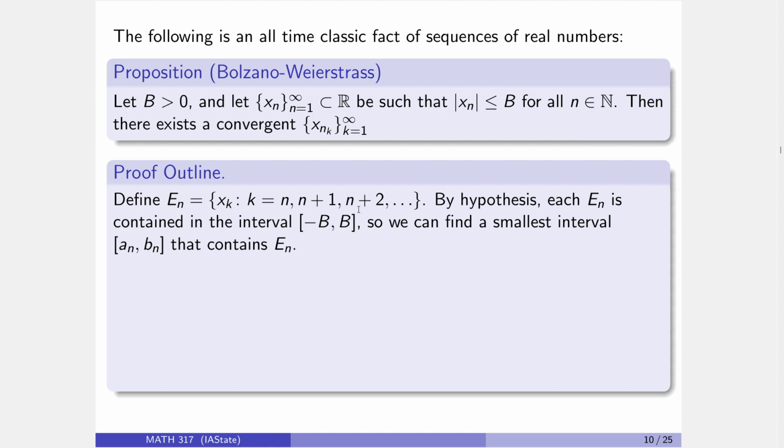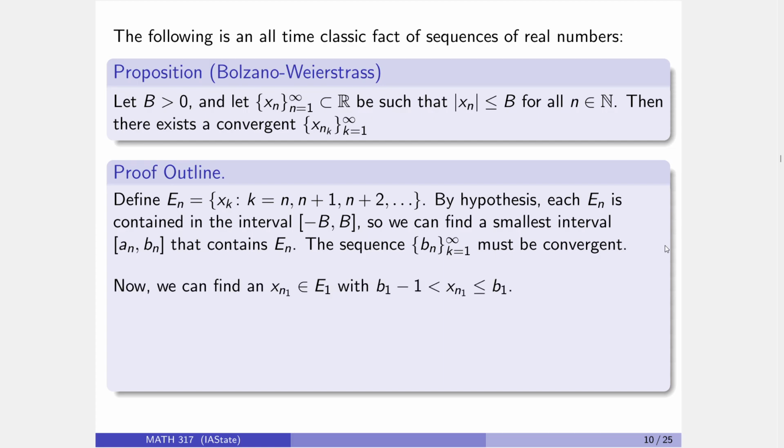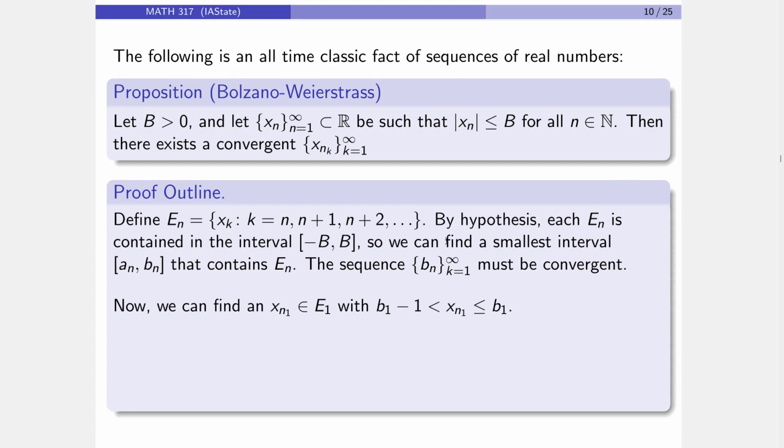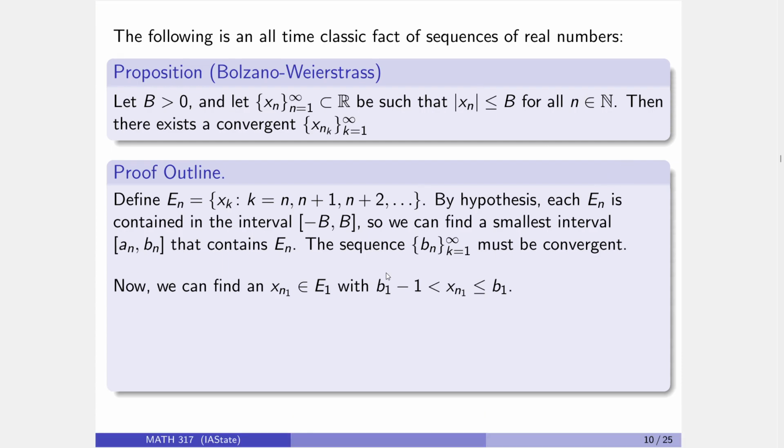Now, the idea here is that each one of these is contained in the interval negative b to b, so you can make the interval as small as possible while still containing e. For the people that are interested, we've got the infimum and the supremum hanging out right here. And then what you can verify is that the sequence of right-hand things converges. The left-hand ones also have to converge to something.